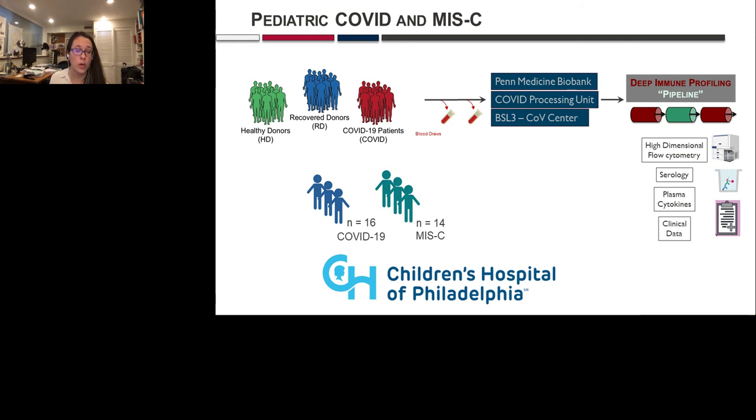We had one cohort, which is the COVID-19 cohort, and this cohort was divided up into 2 groups, one that experienced ARDS, acute respiratory distress syndrome, and the second that did not. So this helped as a measure of severity for COVID-19 disease in this pediatric group. The second group were pediatric patients that were diagnosed with MIS-C.